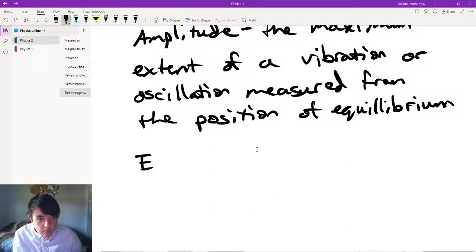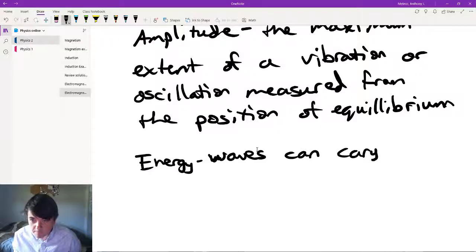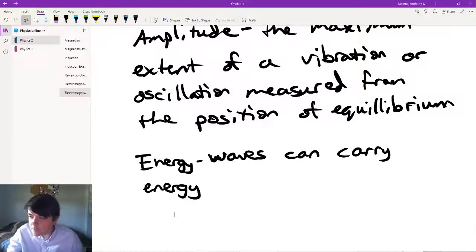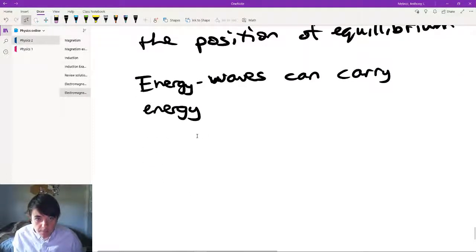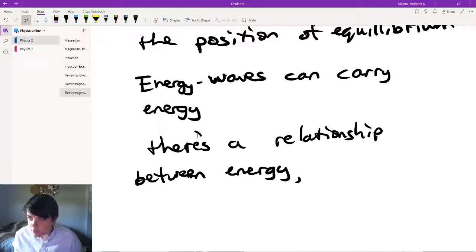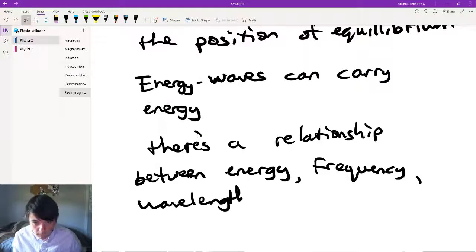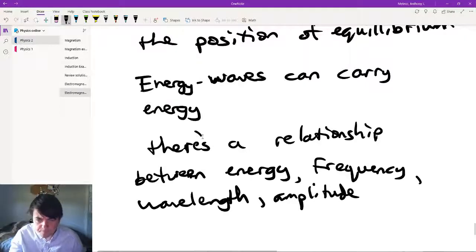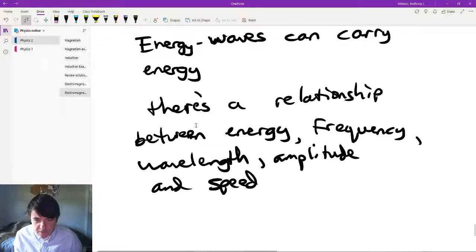Energy, I just want to talk about real quick. Waves can carry energy, and there's a relationship between energy, frequency, wavelength, amplitude, and speed of a wave.